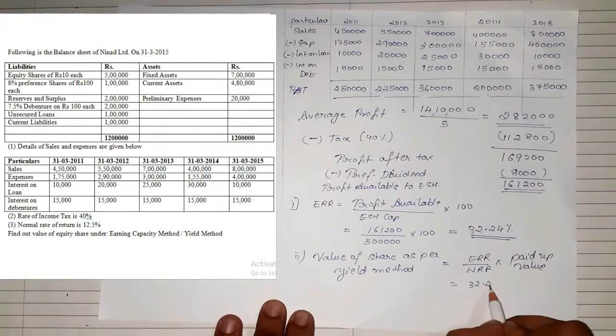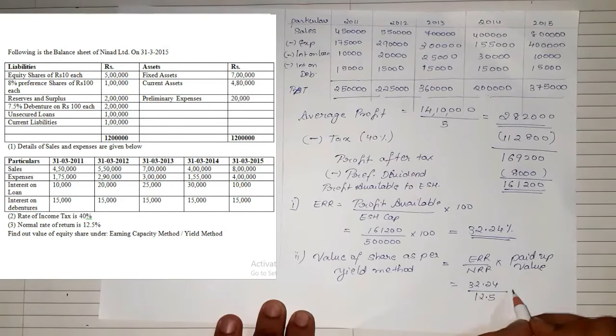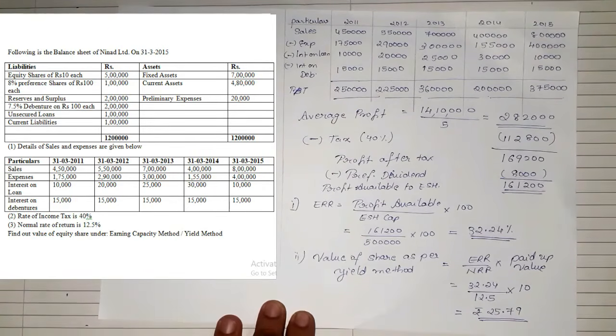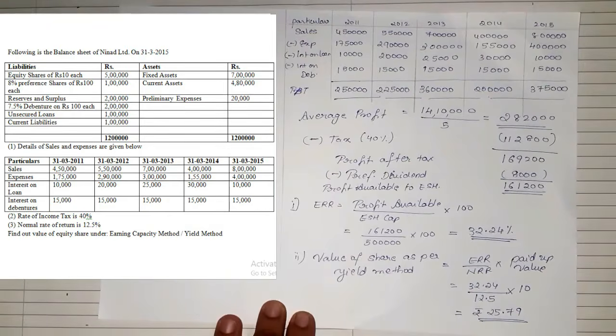ERR is 32.24. NRR, in the question, is given as 12.5%, into the paid up value. Equity share ka paid up value is 10. So when you multiply and divide, you get a final answer as 25.79 rupees. That's the value of share as per yield method, also known as earning capacity method.